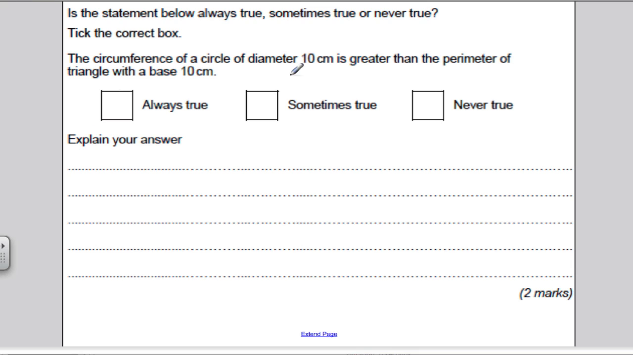The circumference of a circle with diameter 10. Well, the radius therefore would be 5. Let's work out what this circumference would be. The circumference would be 2 times pi times r, which is 5. And if I type that in my calculator, I would get 2 times pi times 5. I'd get 31.4 centimeters.